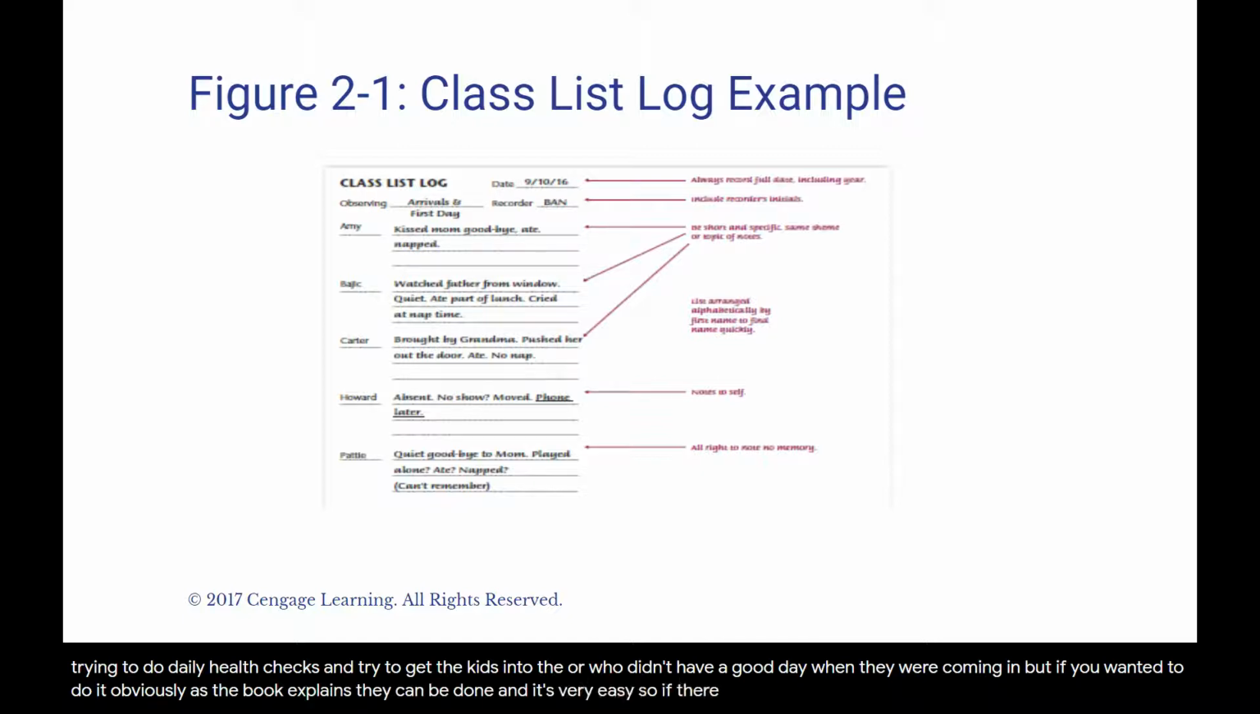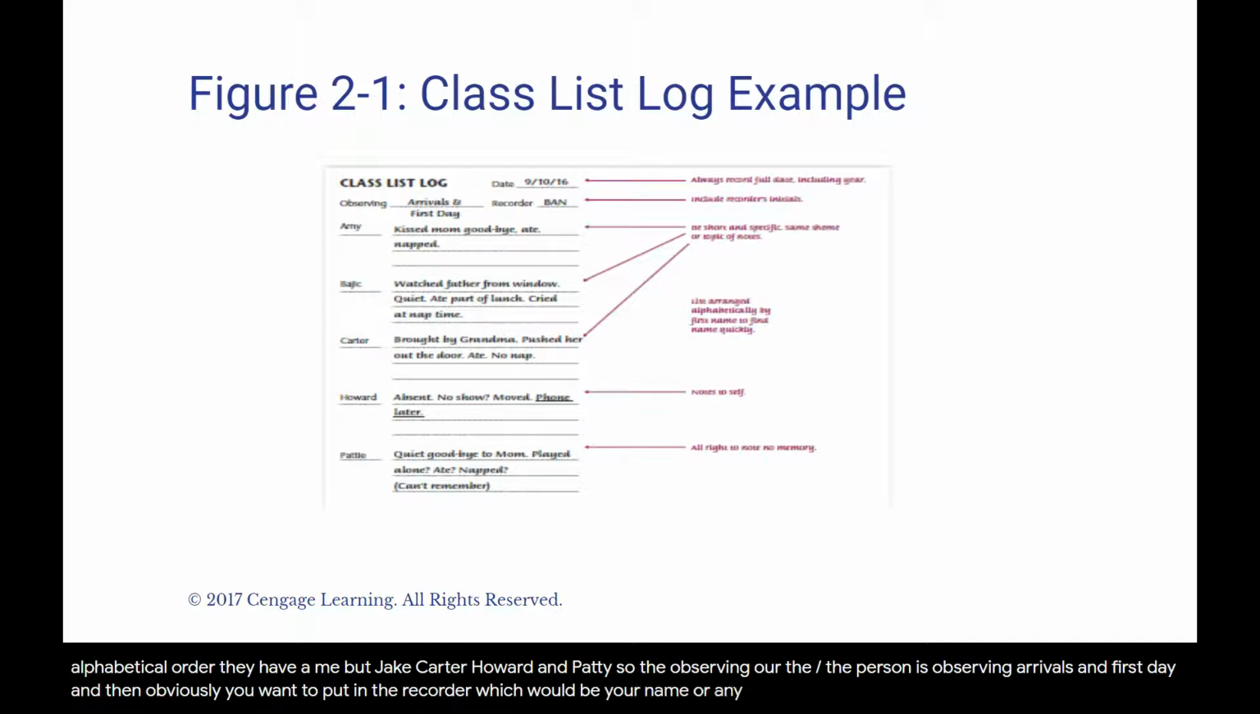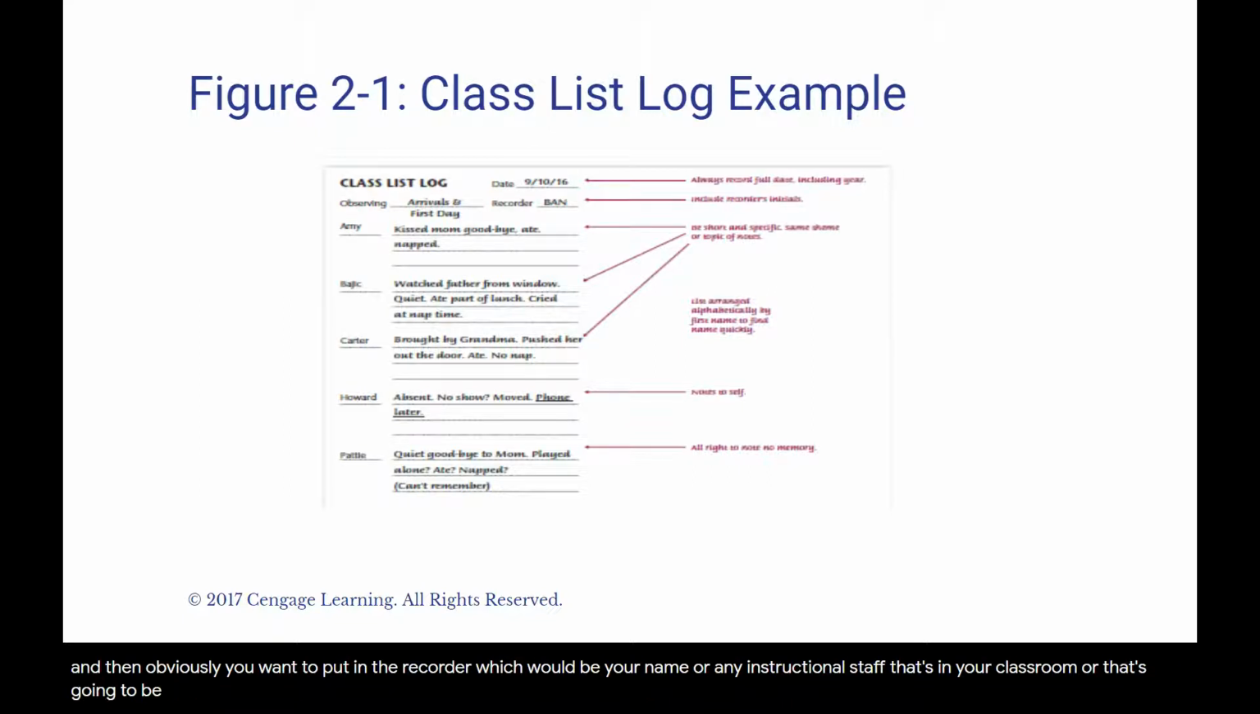So in their example here, they have all of the children's names in alphabetical order. They have Amy, Bajik, Carter, Howard, and Patty. The person is observing arrivals and the first day, and then obviously you want to put in the recorder, which would be your name or any instructional staff that's in your classroom or that's going to be helping you. So the first child is Amy. The observation says kissed mom goodbye, ate, and napped.